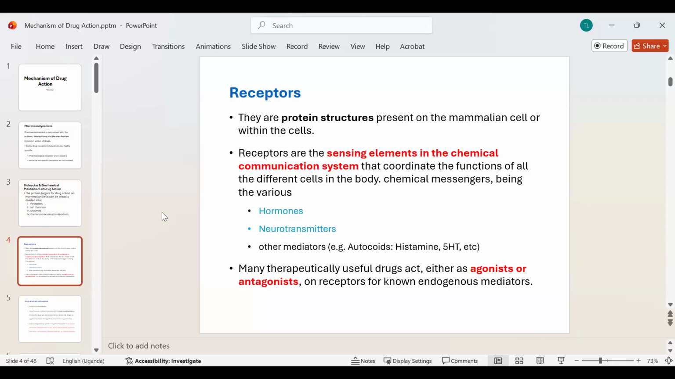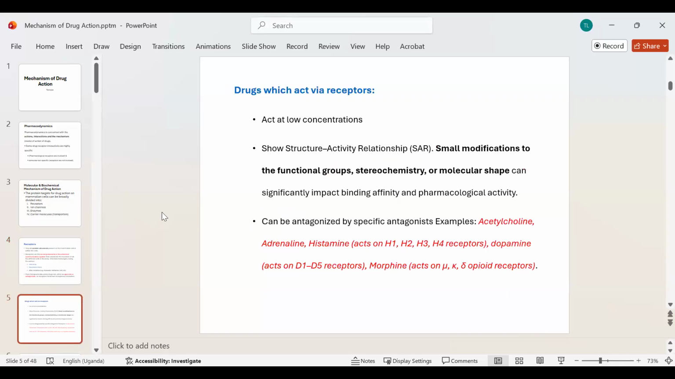On that interaction, we normally see them working as either agonists or antagonists. Okay, I hope we understand this as well.